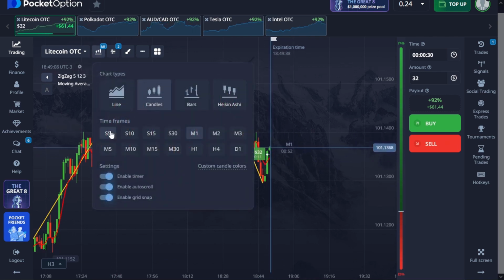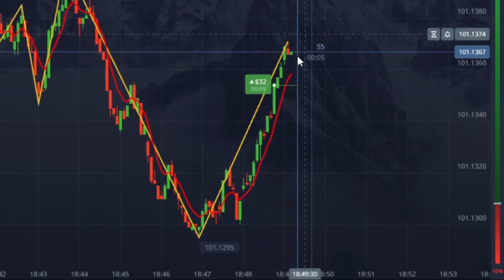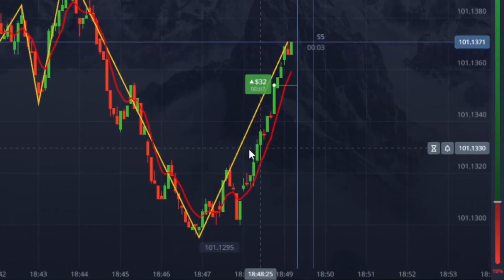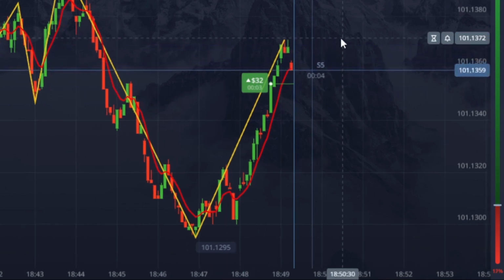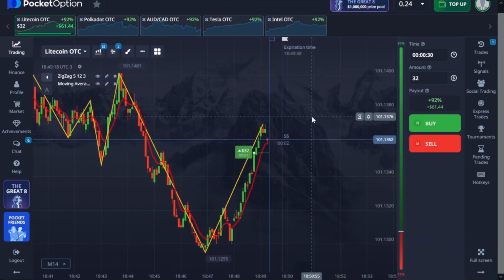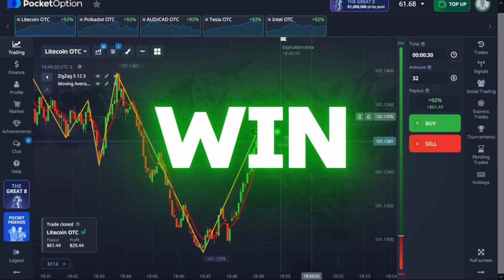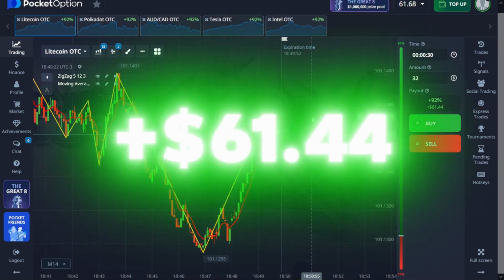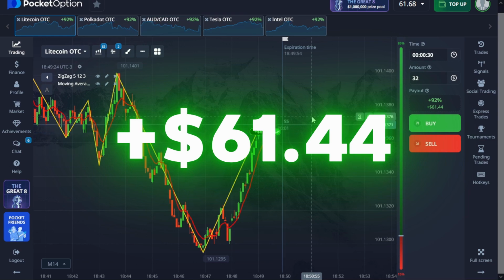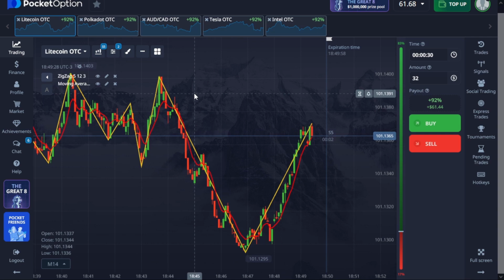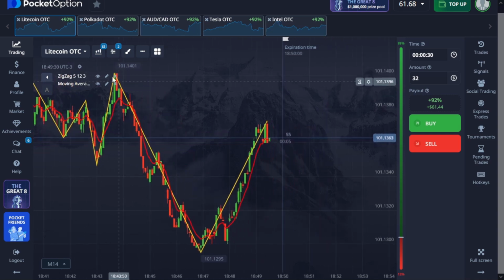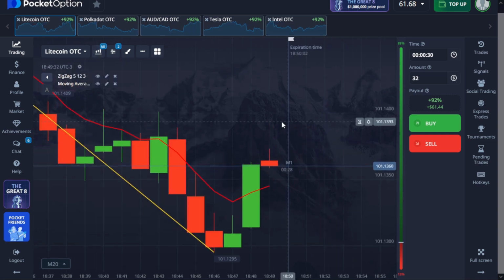First case, let's go to 5 seconds. Well, it broke the average a while ago, but right now around here an upward zigzag started to take shape. So that's why I entered. And we got a win again, guys. Look at that one. $62, okay? That has just been falling, and here you can see the big movements. Right now it's happening, look at that.